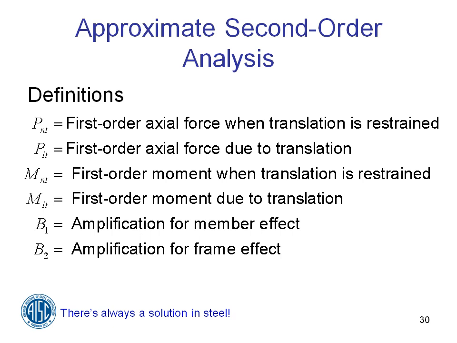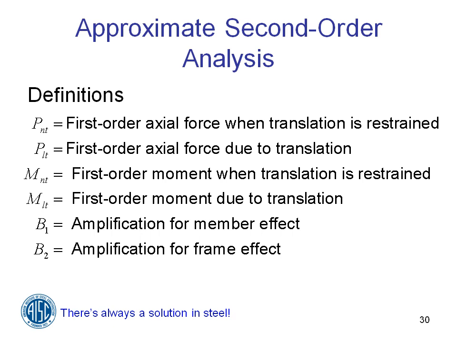And then we have the B1, B2 amplifiers. B1 takes care of what's called the member effect, which is the P little delta, the bending along the length of the member. And B2 takes into account the sway effect, or the frame effect.